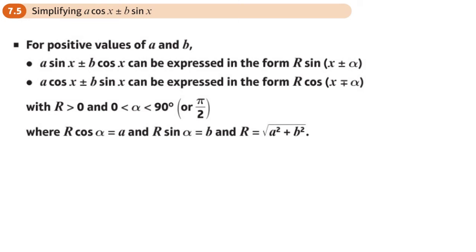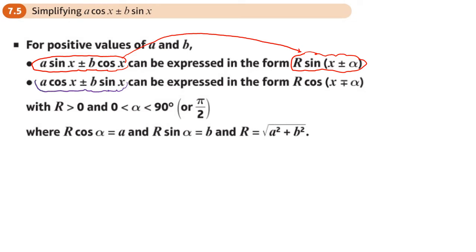Okay, this is the 5th section in chapter 7, Trigonometry and Modelling from the Year 2 book. And this is about simplifying a cos x plus or minus b sin x. Now what this section is all about is basically taking an expression that looks like this and writing it like this in that form. Or it's taking an expression that looks like this and writing it in this form.